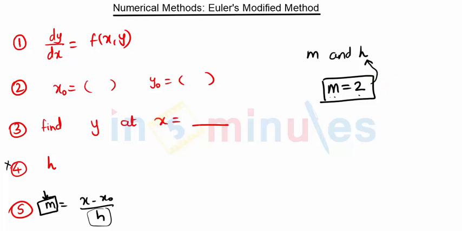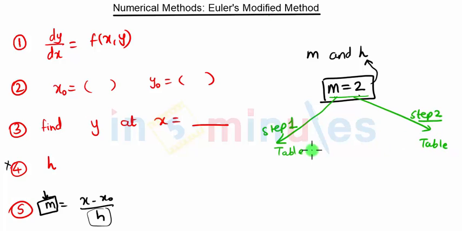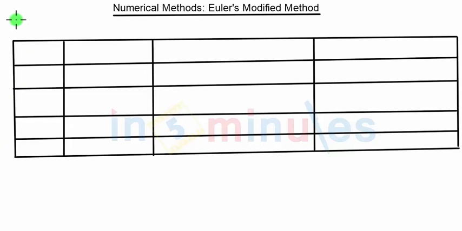After this, we will draw the table. In Euler's modified method, here we have 2 steps, so we will have 2 tables. This table is for step 1, this table is for step 2. So table 1, table 2. This is the difference between Euler's method and Euler's modified method. We will first calculate for step 1. This is our step 1 and this will be our table 1.